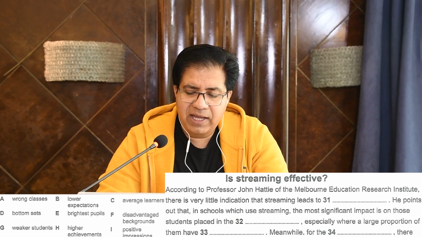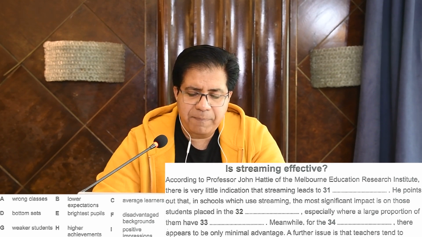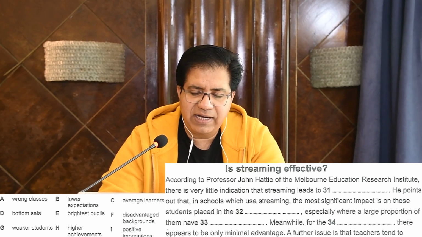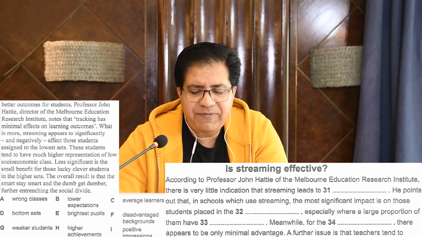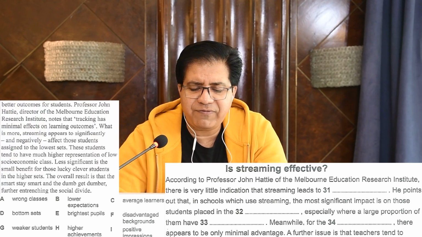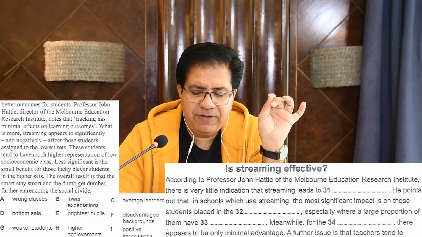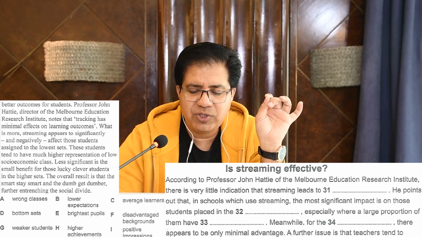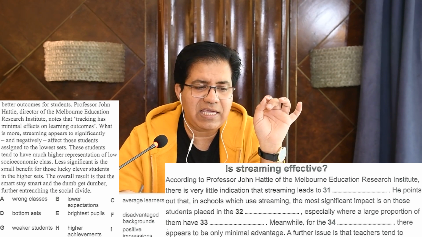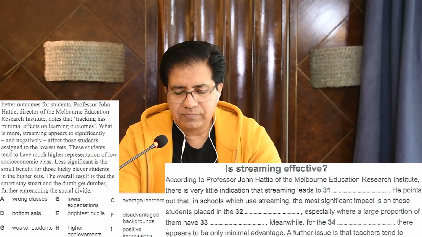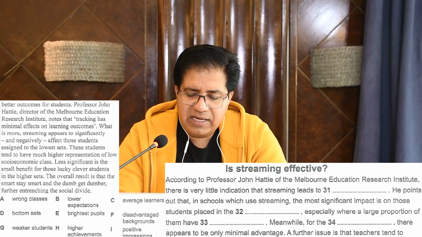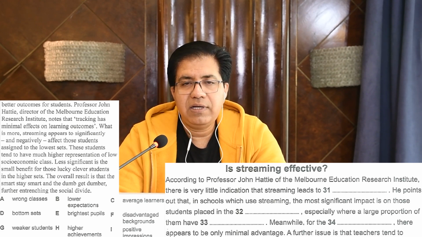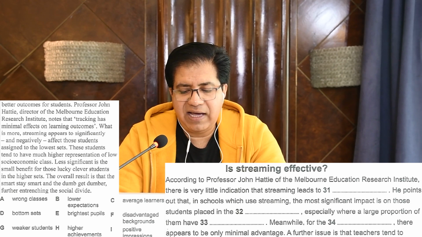Meanwhile, for the dash, there appears to be only minimal advantage. Same paragraph, I'm reading from the 5th last line: Less significant is the small benefit for those lucky, clever students. Now look for something like lucky, clever students. For that we've got option E, brightest pupils. Lucky and clever students, they are brightest.